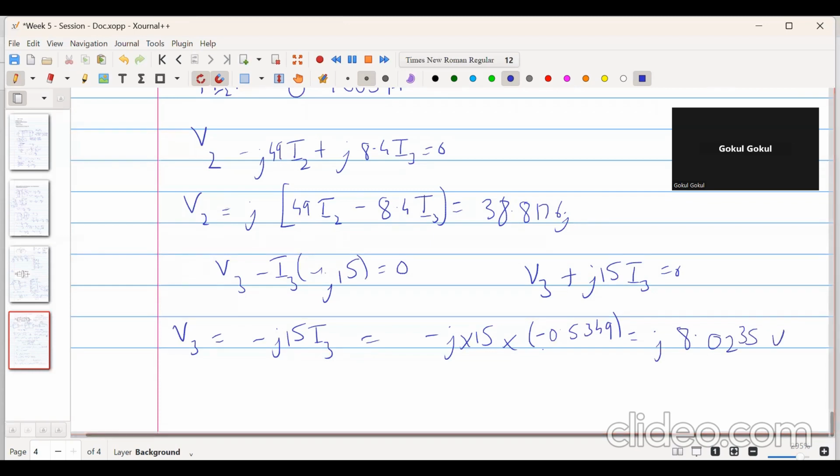So we have found the RMS value of V2, we have found the RMS value of V3, and we have found the values of I1, I2, and I3.